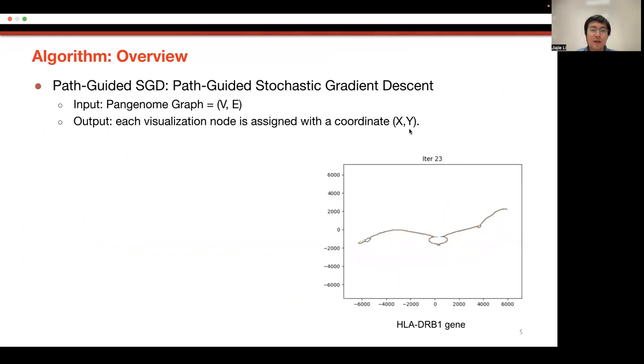Okay, then I will introduce the algorithm. First is the iterative algorithm. You can see it in this GIF figure. It is an iterative process, and the input is the Pangenome graph, which consists of the nodes and edges, and the output is that we need to assign the coordinates for each visualization node.